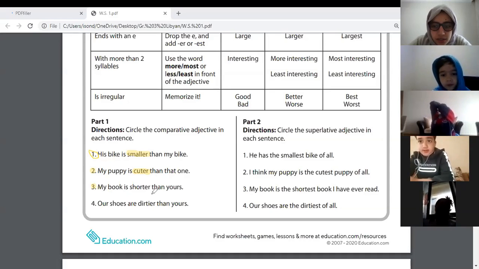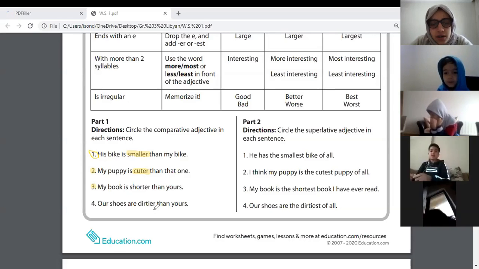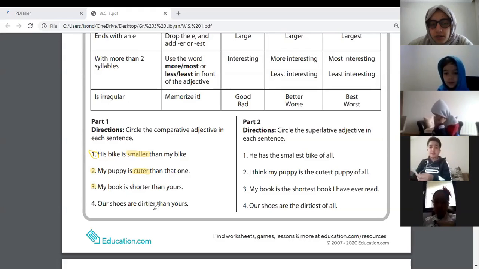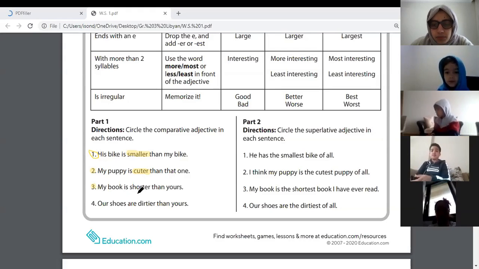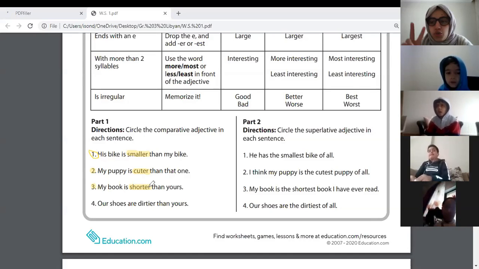So which word ends with ER that is comparing? Short. Shorter. Well done, Uthman. Shorter ends with ER, and it's comparing between two books, my book and your book. Well done, Uthman.